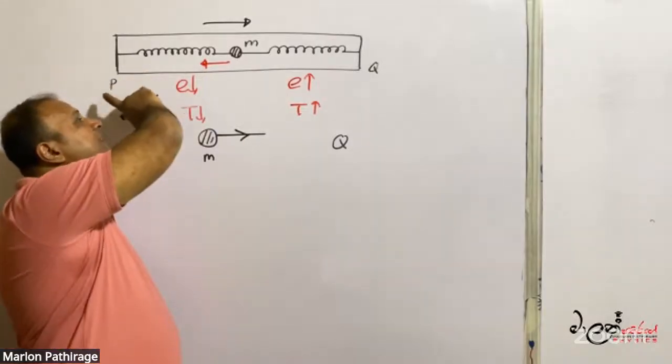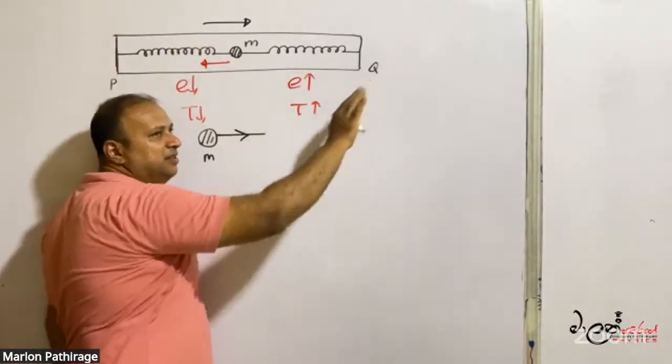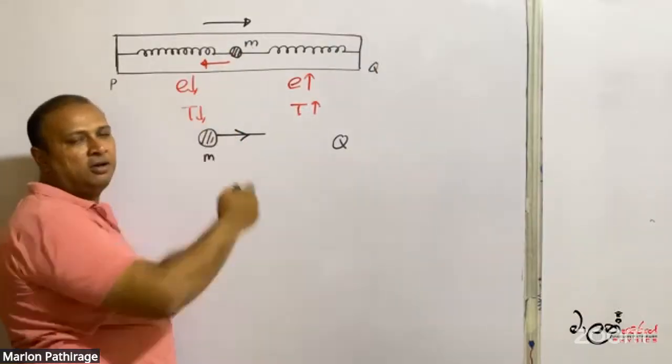Therefore, if this tube moves in this direction, definitely this will go backward.